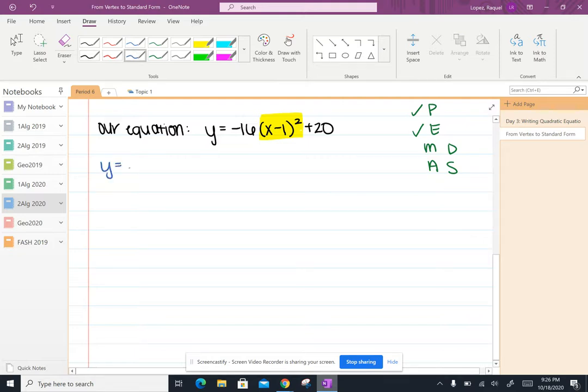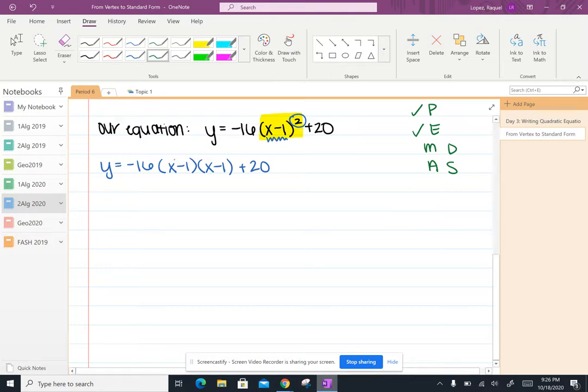So I'm going to write that as y equals negative 16 times (x minus 1) times (x minus 1) plus 20. Because when we're squaring something, like if we have 4 squared, we know that's 16, but we get that 16 because the squared is telling us we're going to take that 4 and multiply it by itself 2 times. So this squared is saying we're going to take this x minus 1 and multiply it by itself 2 times. That's why we expand it the way we did below. Okay, from there we can start distributing.